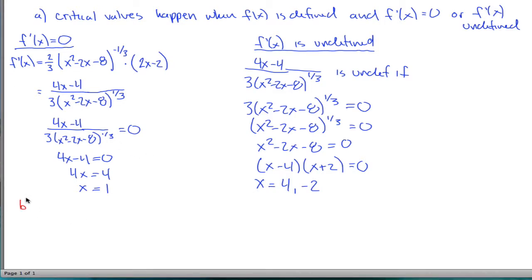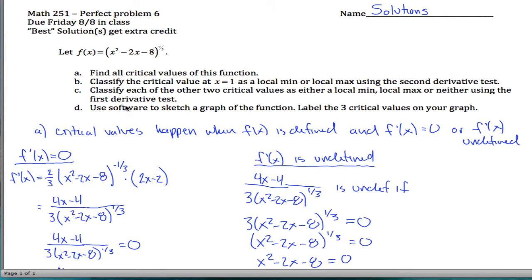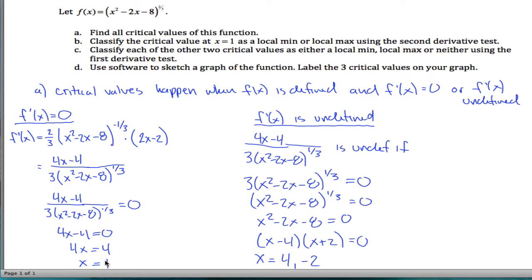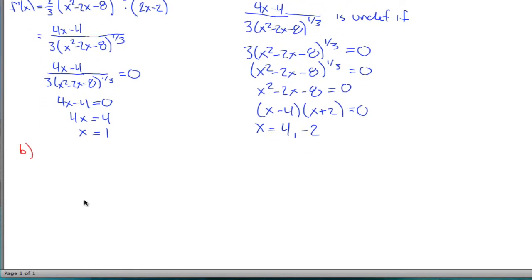Part B. Classify the critical value at x equals 1, the critical value I found over here, as a local min or local max using the second derivative test.